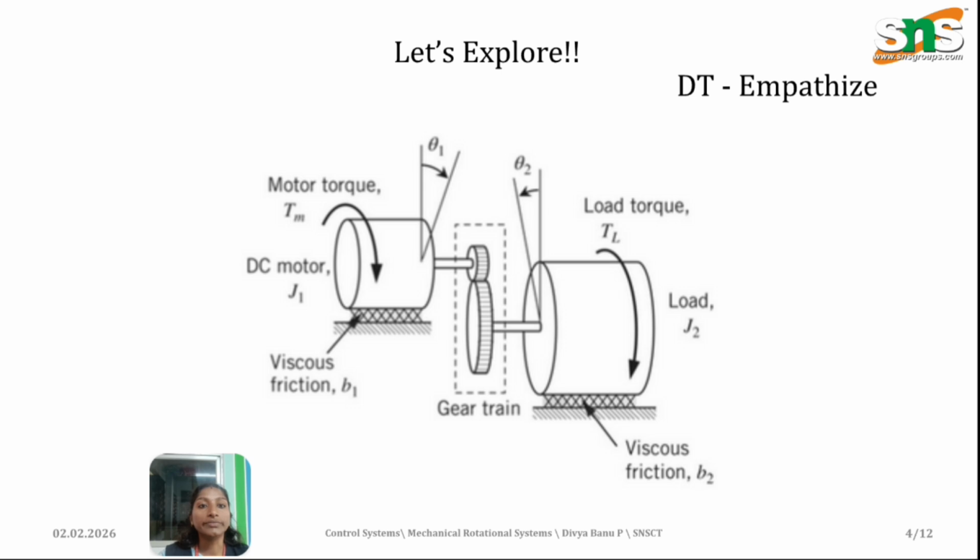Let us have a gear train which is connected with motor torque and the load torque, which are Tm and TL. Its friction is mentioned as B1 and B2, and here we have a DC motor and a load. The DC motor has an inertia of J1 whereas the load has an inertia of J2. This is one of the real-time examples of rotational system. So there will be moment of inertia J1 and J2 and friction B1 and B2, and there will be a motor torque Tm and load torque TL with angles theta 1 and theta 2.